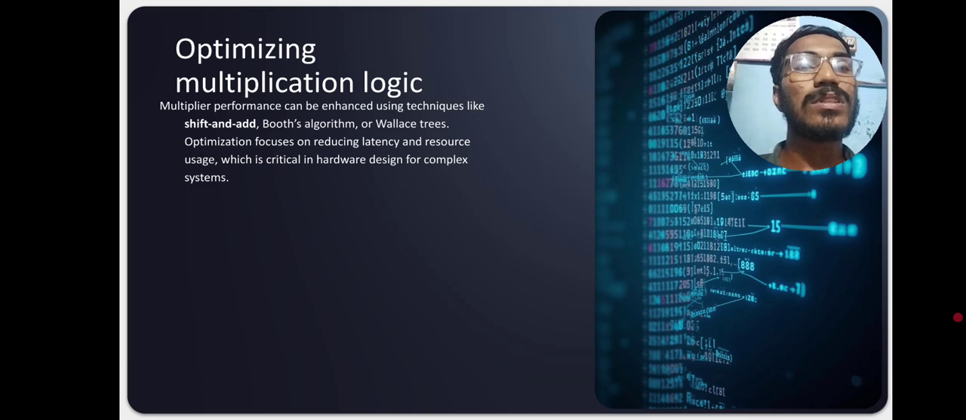Optimizing multiplication logic means improving the performance of the multiplication. Now we have to see how to optimize. The multiplier performance can be enhanced using techniques like shift and add, Booth algorithm, or calculators. Optimization focuses on reducing latency and resource usage, which is critical in hardware design for complex systems.